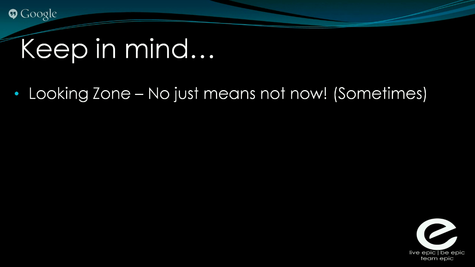But for now, remember, if they are not in the looking zone, you're going to get a whole bunch of smoke screens. They're not real objections. They're just things they're trying to throw in your way so that they don't have to make a decision, because they don't really want to do this. They're just not in that zone. But remember, no just means not now. Let them go and check back with them, all right?